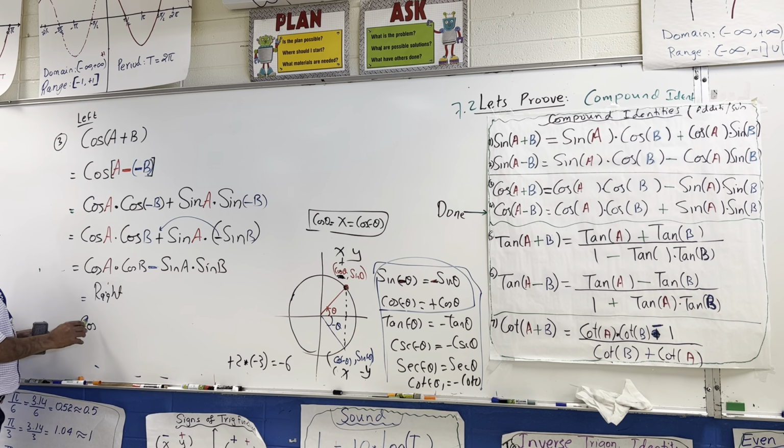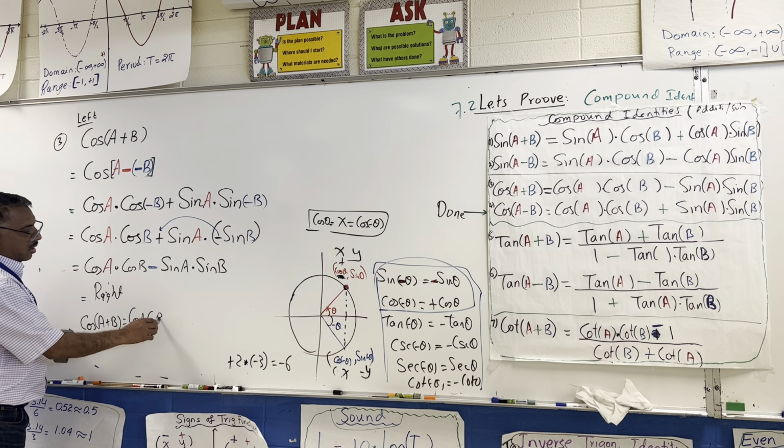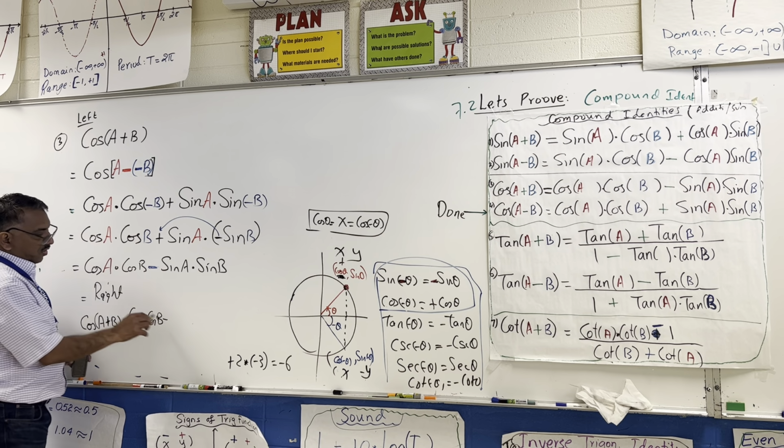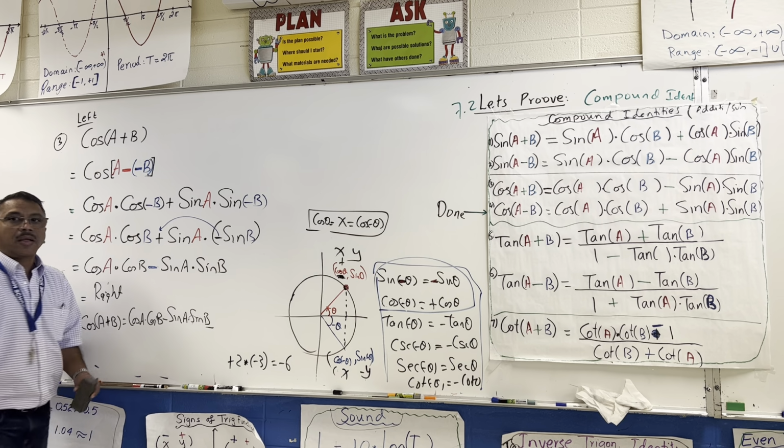So the goal is, can every student know why it is this way? Cosine A, cosine B, minus. So if there's a plus, you just change to minus sine A and sine B. Is that okay?